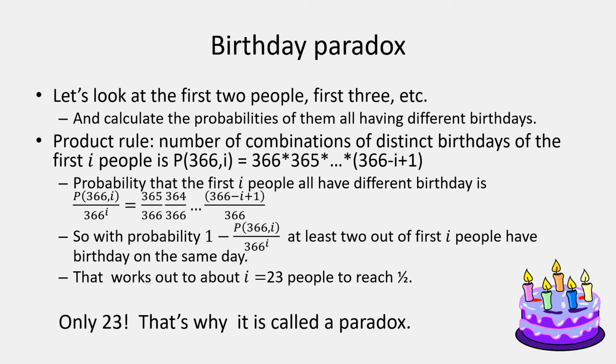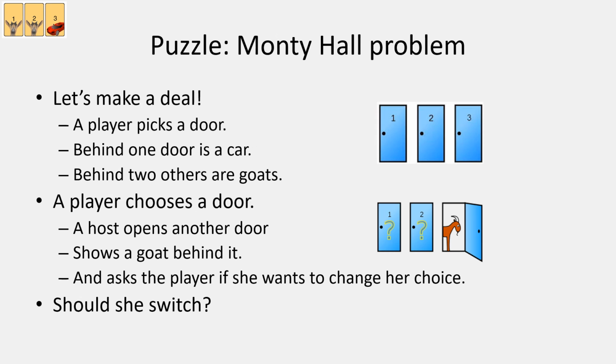So next time you read in the news or talk to somebody about some very unlikely coincidence, think about the birthday paradox and ask yourself, is this coincidence really that unlikely if I consider all possible ways this coincidence could have come about?